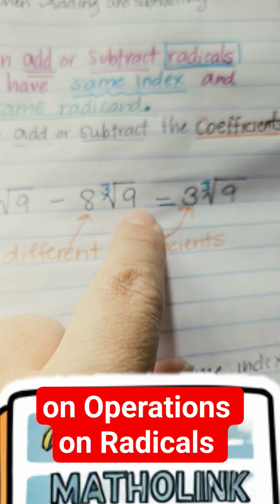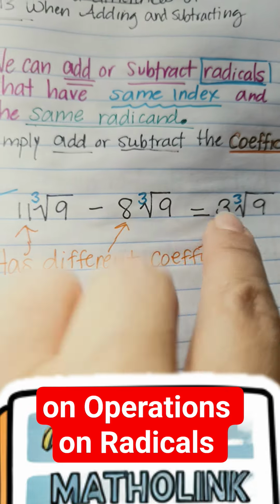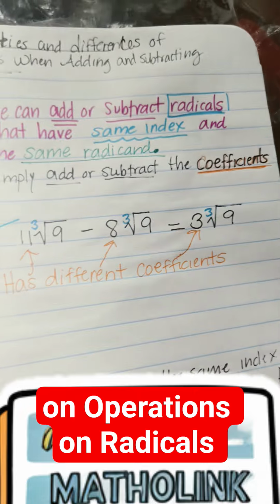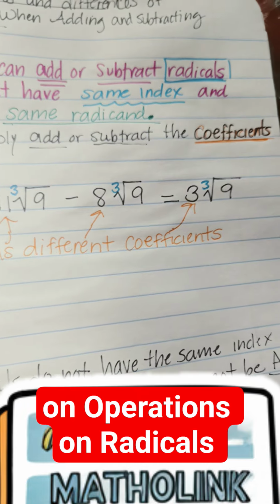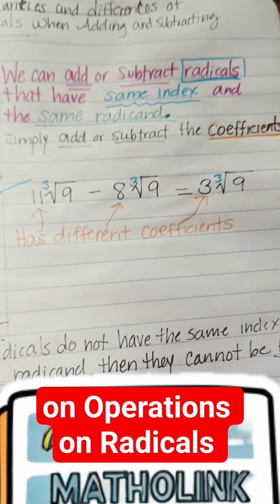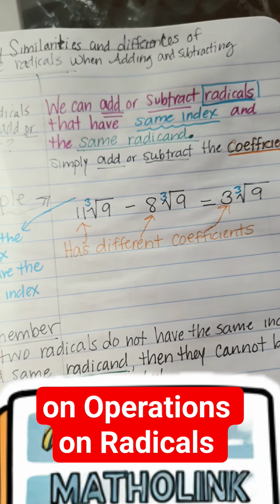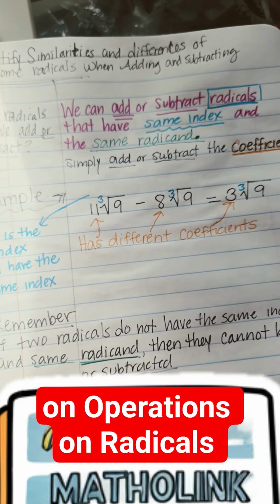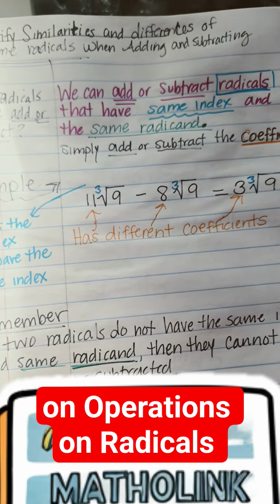So look at the example above. It has the same index, all of them the same radicand. And so then we subtract the coefficients, which are 11 minus 8, and the answer is 3. That's how we end up with the 3 outside the radical symbol and the 9 being the radicand.